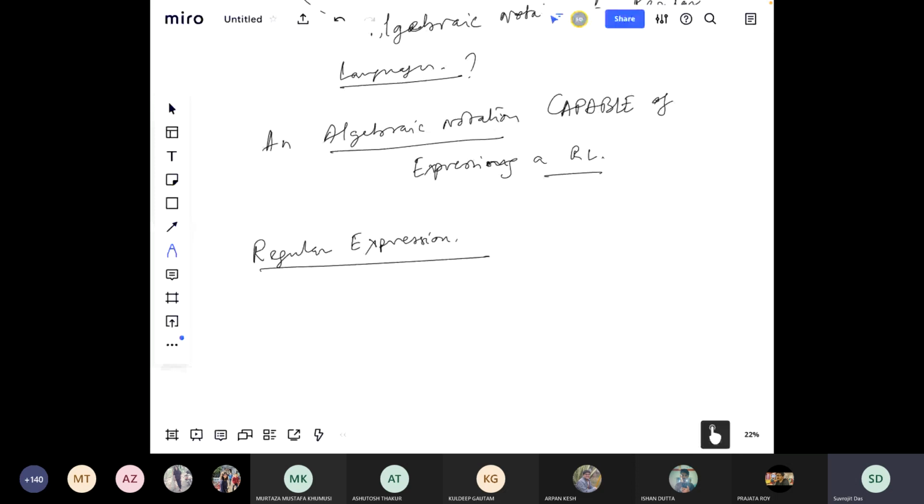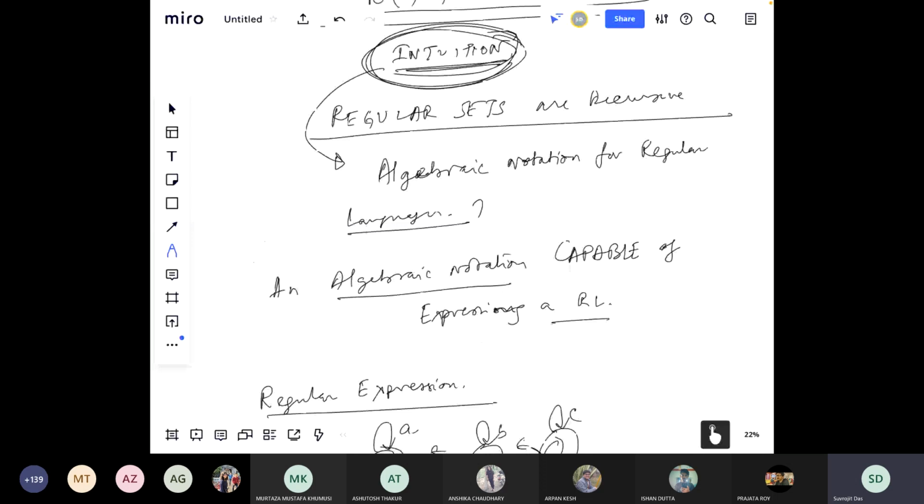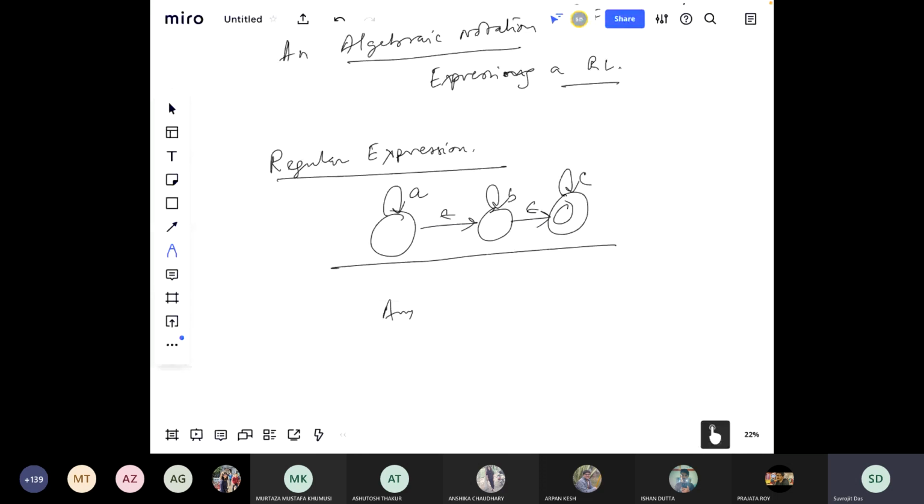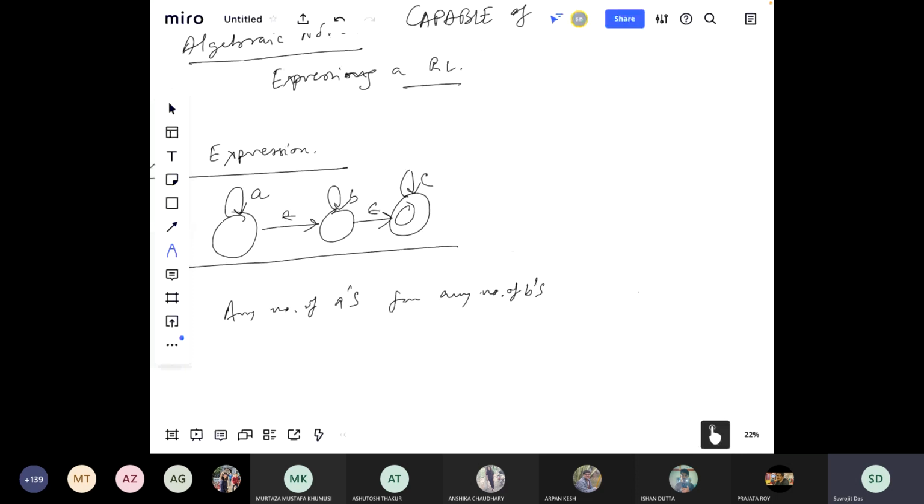So before we go into the detail of that, how does it express? Let us come back to that example. The example that we took: any number of A's followed by any number of B's followed by any number of C's, and the epsilon NFA. We talked about this, right? Now, what is the language of this? From that intuition that you had developed, the language is any number of A's followed by any number of B's followed by any number of C's.